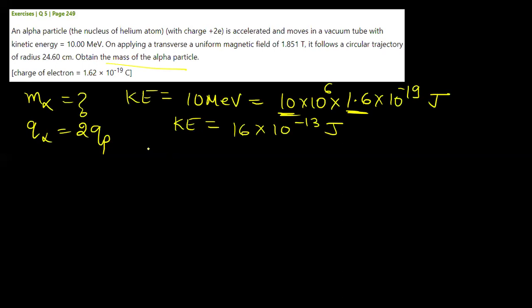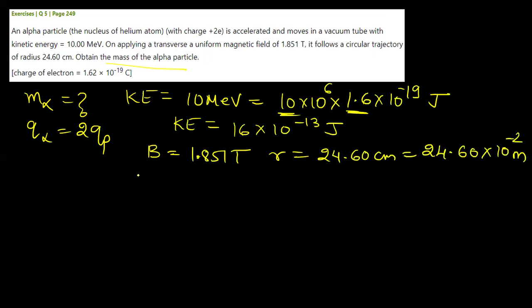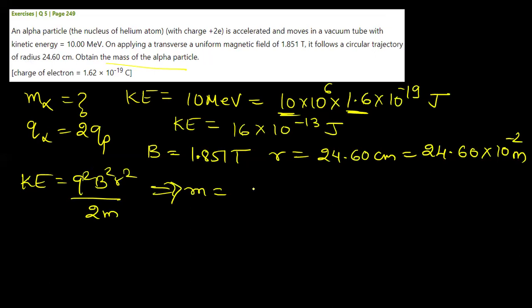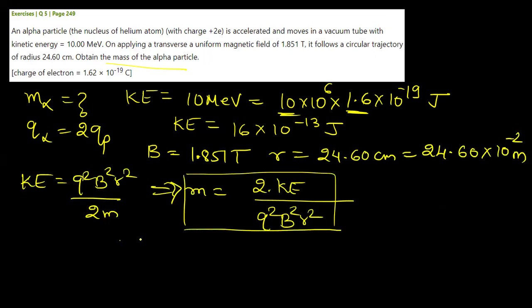On applying a transverse magnetic field, B is given as 1.851 Tesla. It follows a circular trajectory of radius 24.60 centimeter. Convert centimeter to meters: 24.60 into 10 raised to minus 2 meters. Obtain the mass of the alpha particle, that is what you are supposed to find. Kinetic energy is Q square, B square, R square upon 2m. So from here rearrange. So m will be equal to 2 into kinetic energy divided by Q square, B square, R square. This will be the formula for mass. Just rearrange this, and from here put the values.